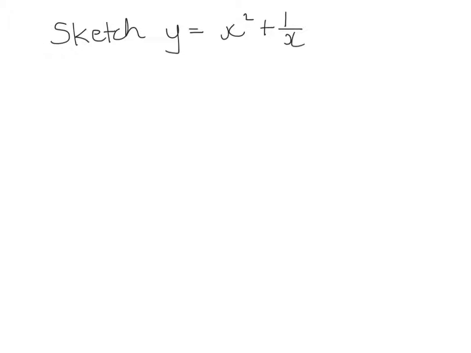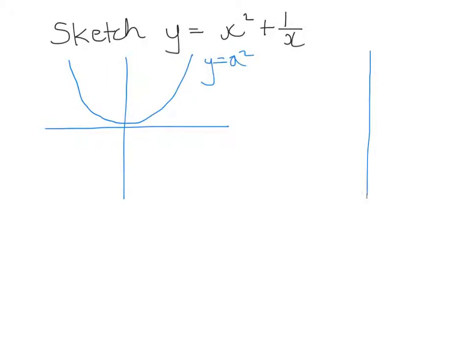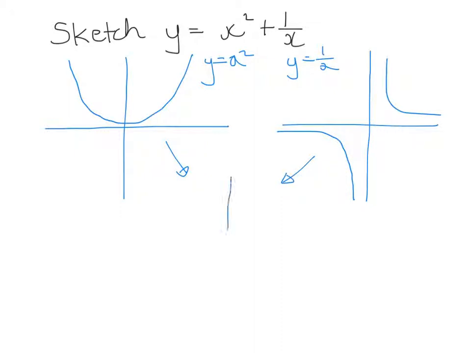What about if we try to sketch y equals x squared plus 1 over x? Now let's sketch both of these graphs again. Now y equals x squared is a parabola, so it goes like that. And y equals 1 over x, that's an ordinary hyperbola, and it'll go something like this. But if we combine the two of these together, what will the graph look like?